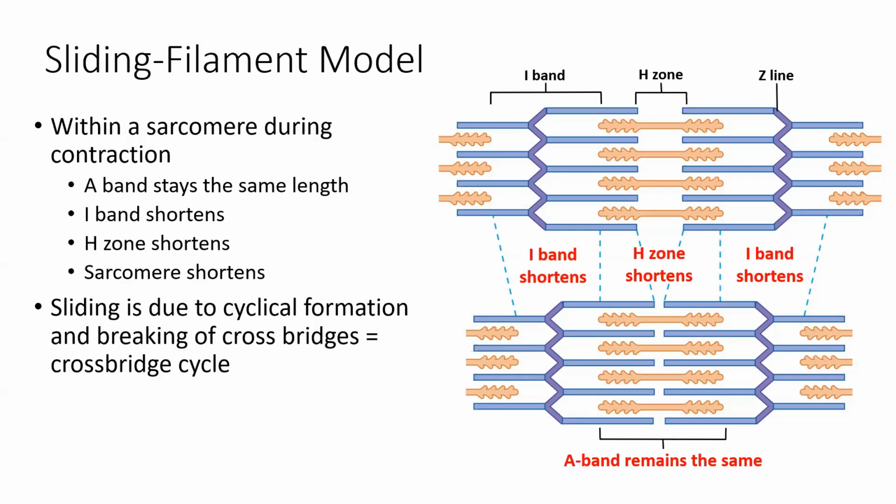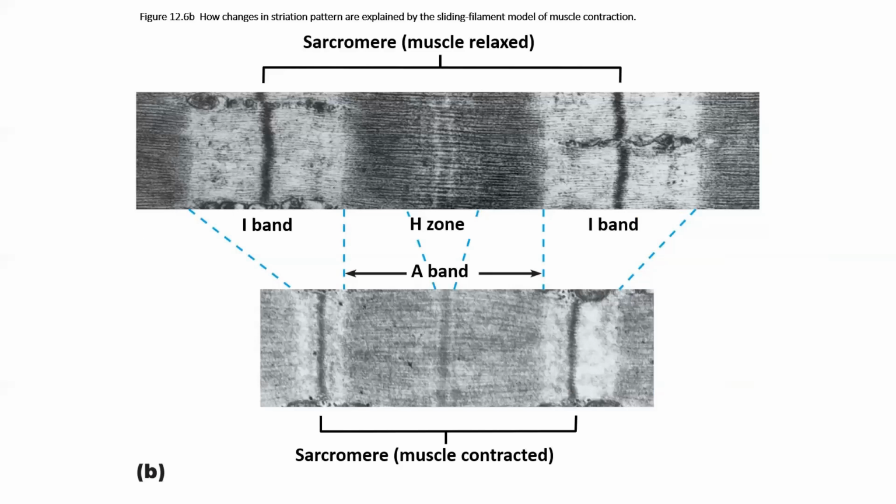Now this is brought about due to the cyclical formation and breaking of crossbridge cycles. And crossbridge cycles are the interaction between the thick filament, specifically the heads of these myosin filaments that are sticking up, and the thin filaments, and that interaction forms a crossbridge, and that is made and broken over and over again in a cyclical pattern until the entire sarcomere shortens. Okay, and that will make a little bit more sense as we describe it a little better here.